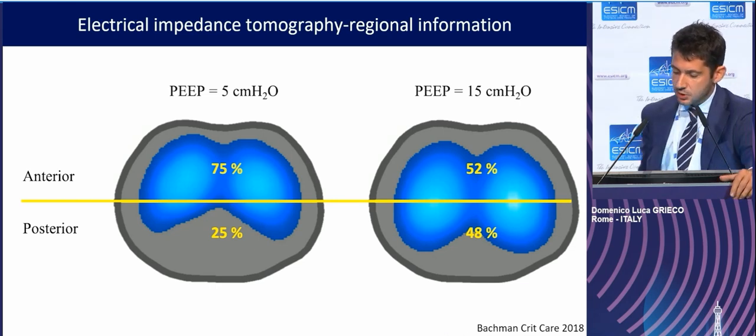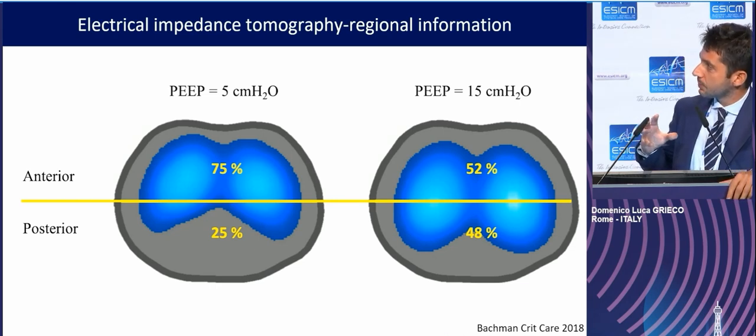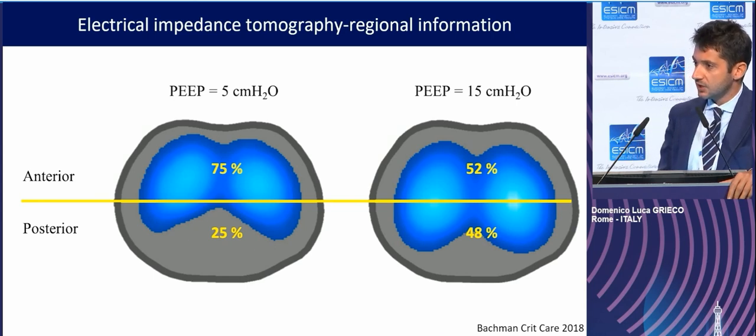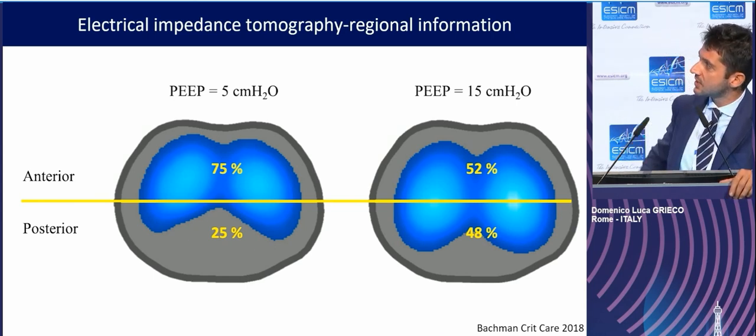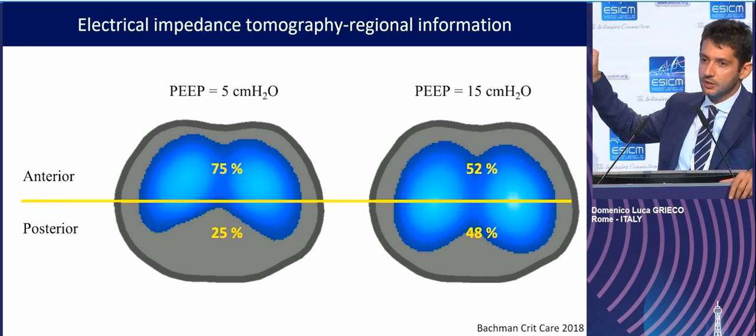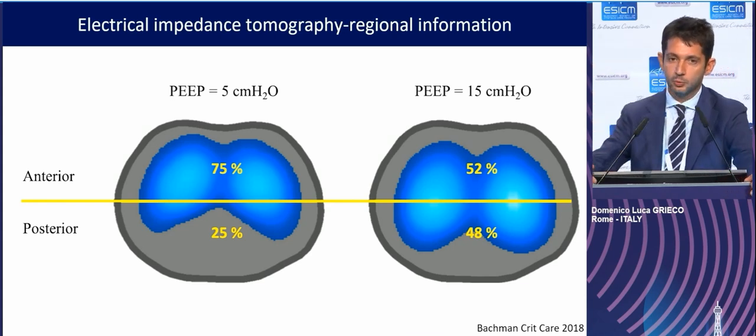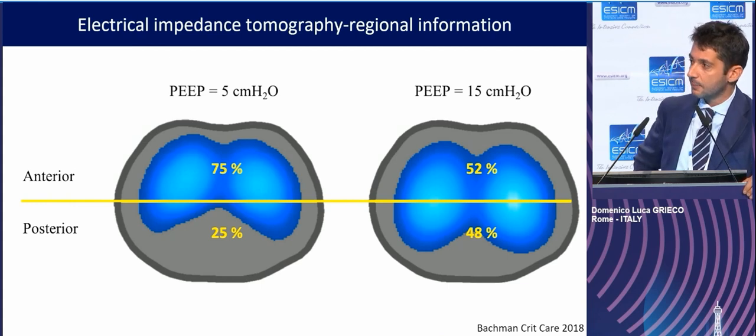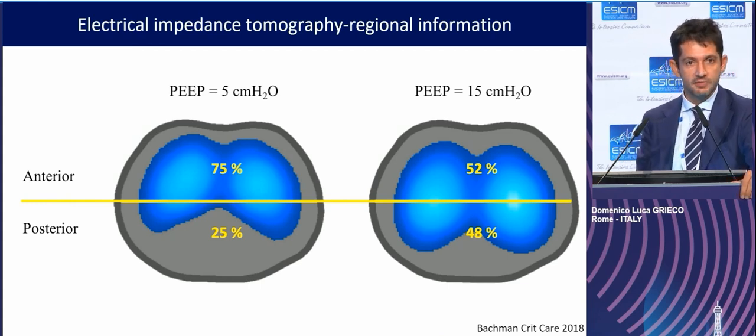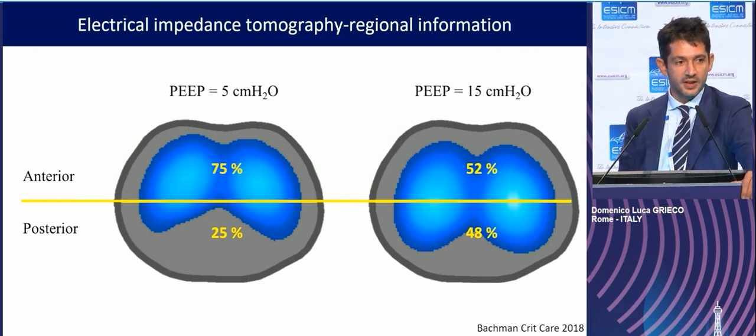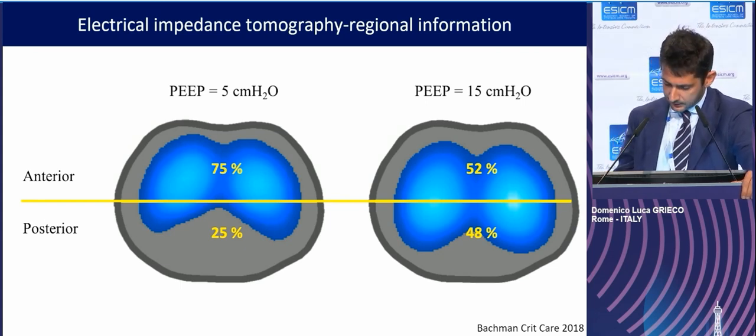And this slide tells you something really peculiar for the role of EIT in management of ARDS patients, because it tells you that EIT does not provide only information about what happens in the entire lung, but it can provide you regional information about the inflation of the lung and the effect of the interventions that you are applying.